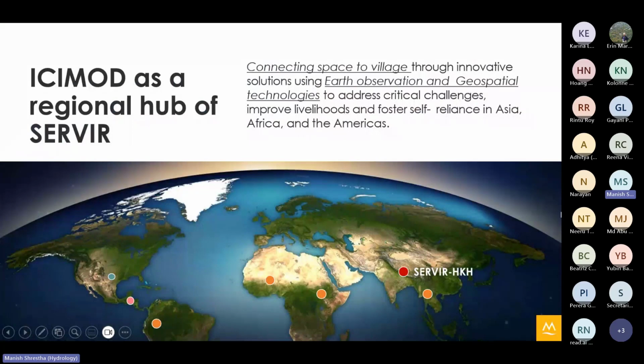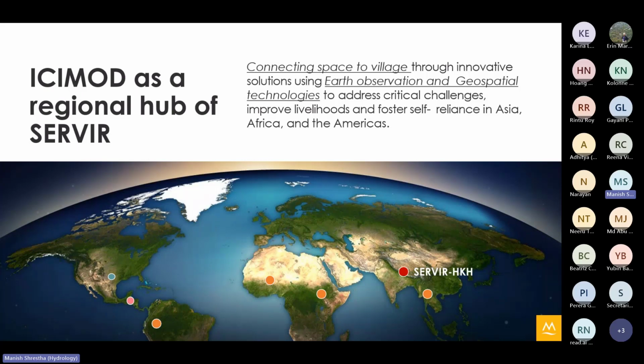So for a few of us who do not know about ICIMOD, ICIMOD is an intergovernmental organization that works in 8 different countries within the HKH region. And one of the initiatives of ICIMOD is SERVIR HKH. As you can see in the slides, the figure shows the different hubs of SERVIR, and our hub is situated in the ICIMOD headquarters here in Kathmandu.